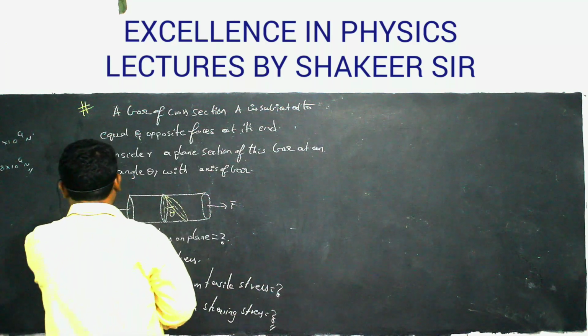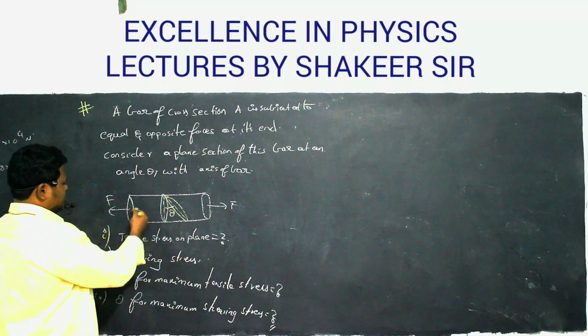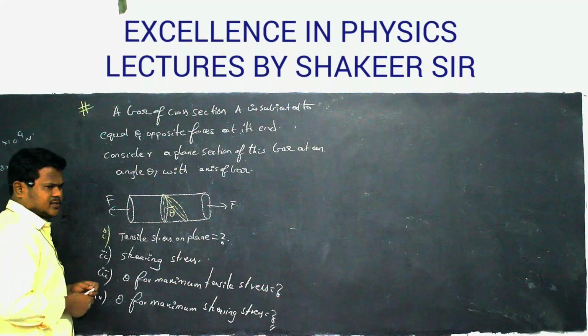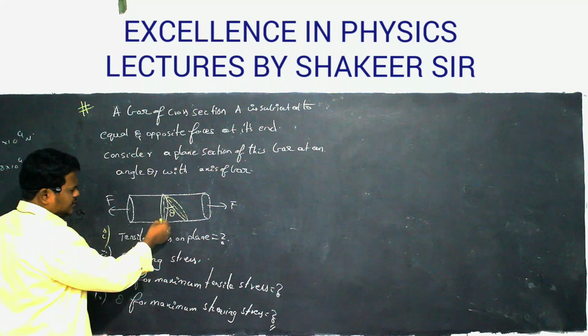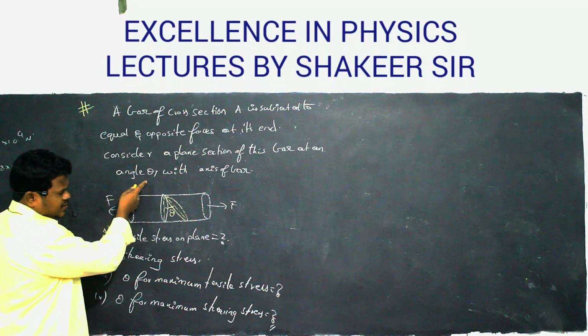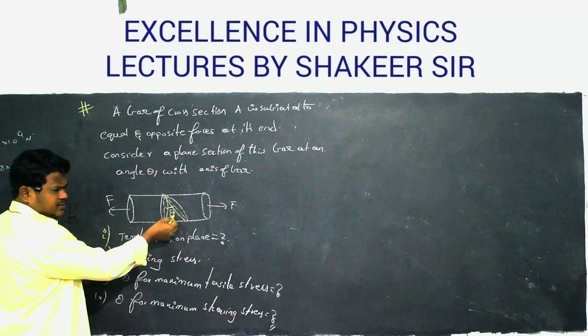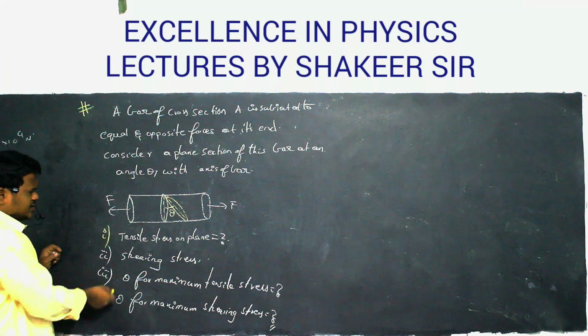So Seema, this is the given question. So this is a cylinder on which we are applying forces in opposite direction and the forces are equal. Clear? And this is a plane surface. Plane surface means a circular plate. We are considering another plane surface which is at an angle of theta. So on this plane surface, we are supposed to find out these values.